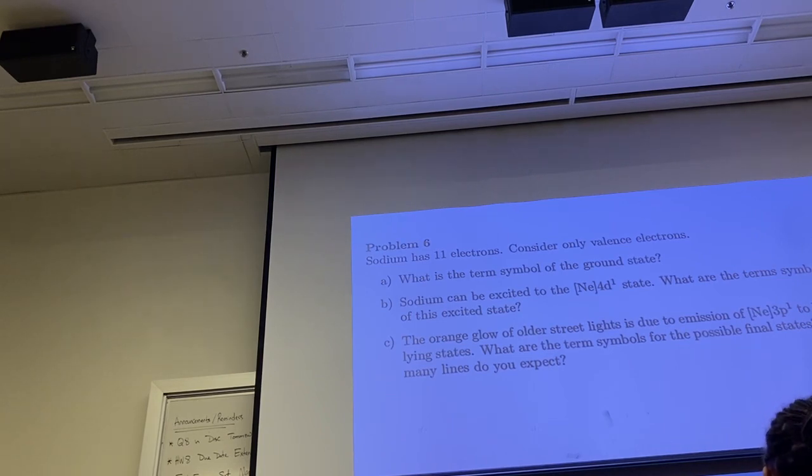Hopefully you can do this now. It's just taking the steps and writing it down. I don't know what other term symbol I can come up with. This is just following these rules.